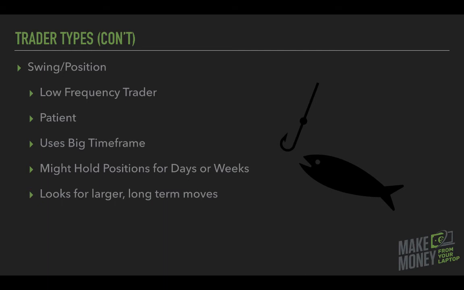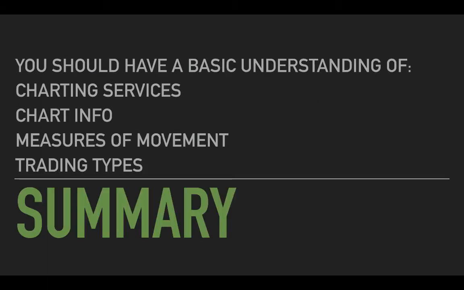Right? So that is it for the day. We've hit charting services. We've talked about the information that you see on a chart, what it is. We've talked about the measures of movement, meaning the pips, the ticks, the points, and we've talked about the different trading types. So that's it for me today. We'll be back with our next lesson, which we will start talking about support, resistance, identifying trends.